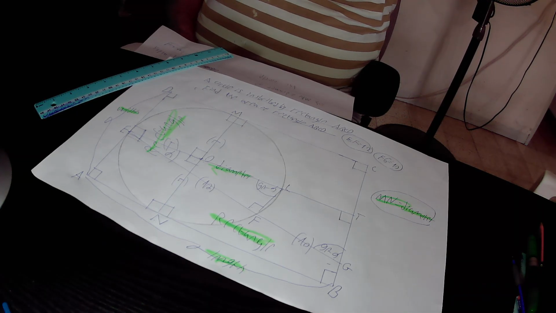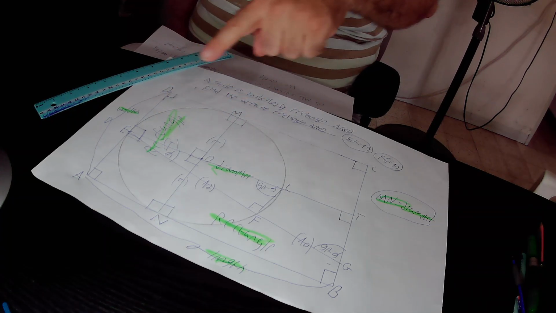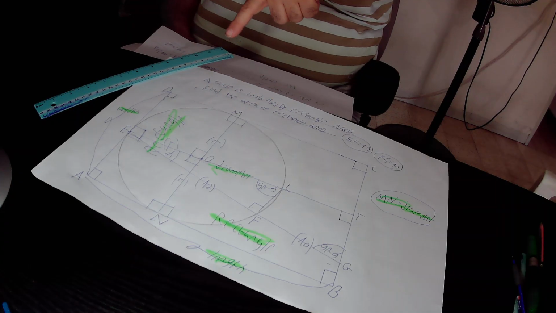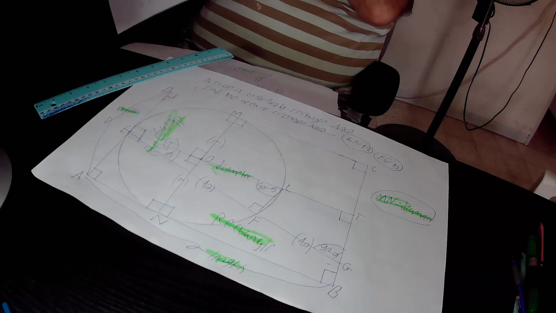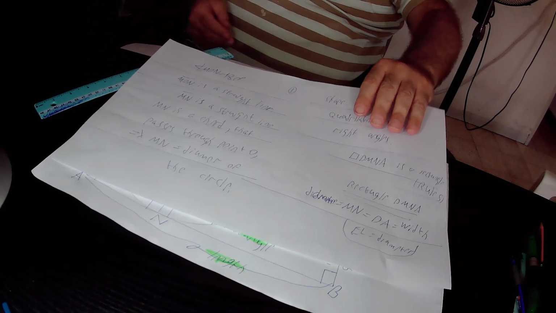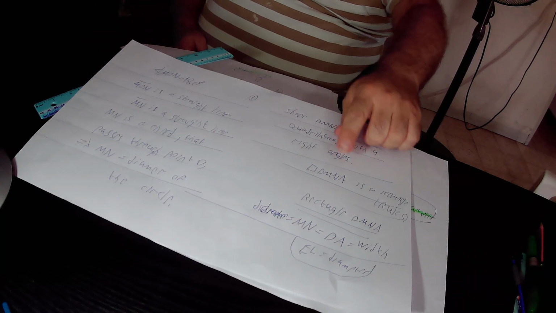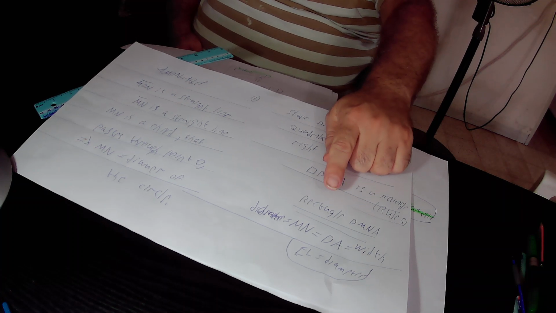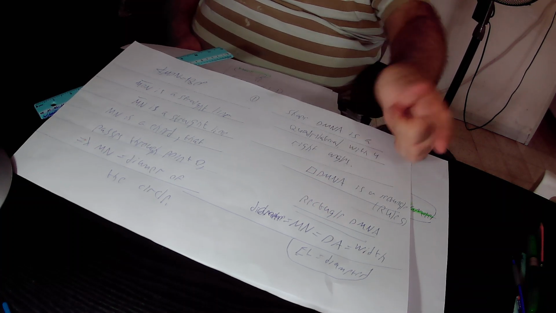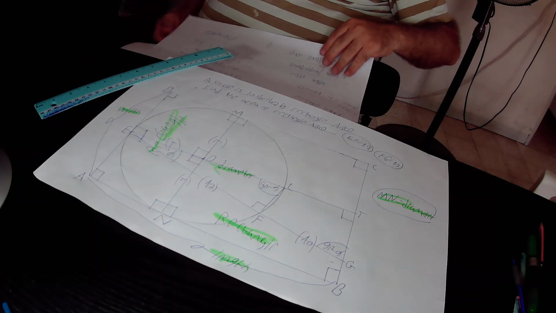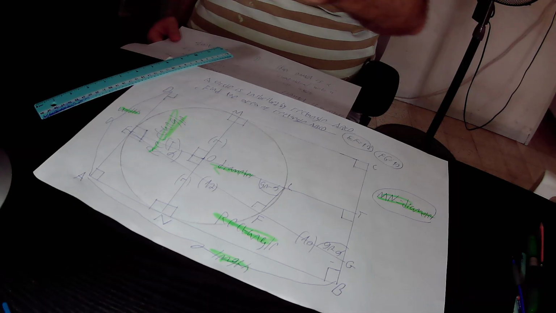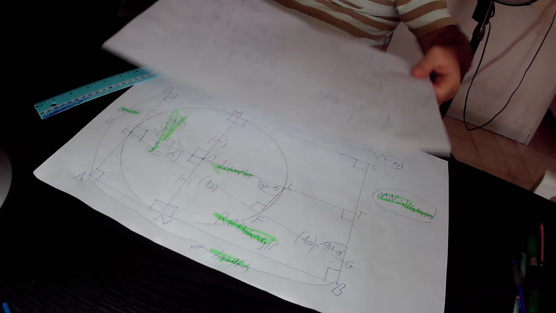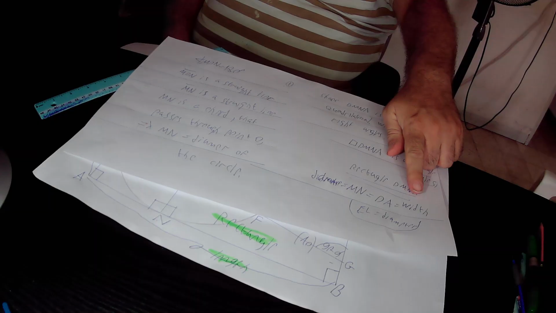But we also know that the opposite sides of a rectangle are equal to each other. So in the big rectangle DMNA, side MN must be equal to the opposite side DA. But the opposite side DA is the width of rectangle ABCD according to our definition. So we can write here that DA is the width of rectangle ABCD.